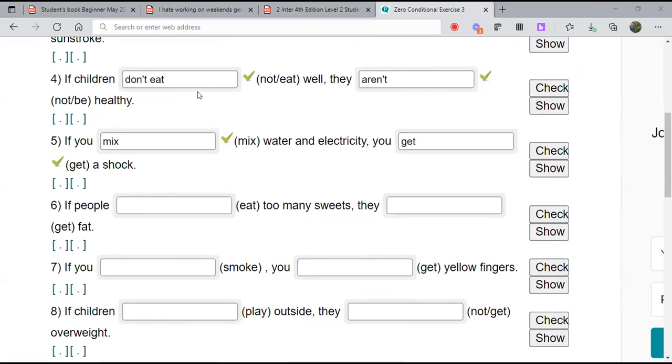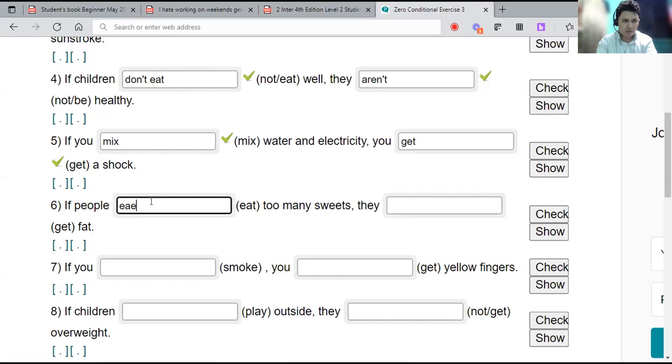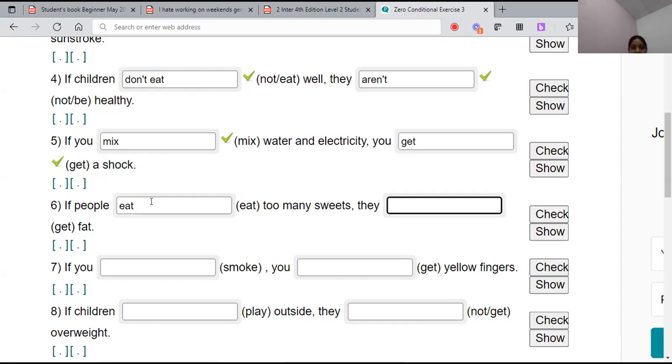Number six. Let's see who's over here. All right, let me just go full screen here. Miss Sarai, please. Number six, if you're around. What happens to people if people eat too many sweets? They get. Correct. They get fat.